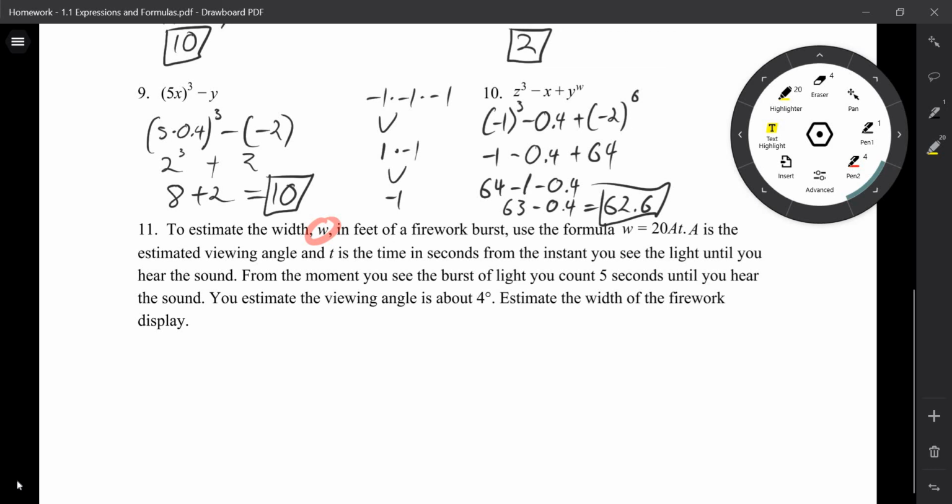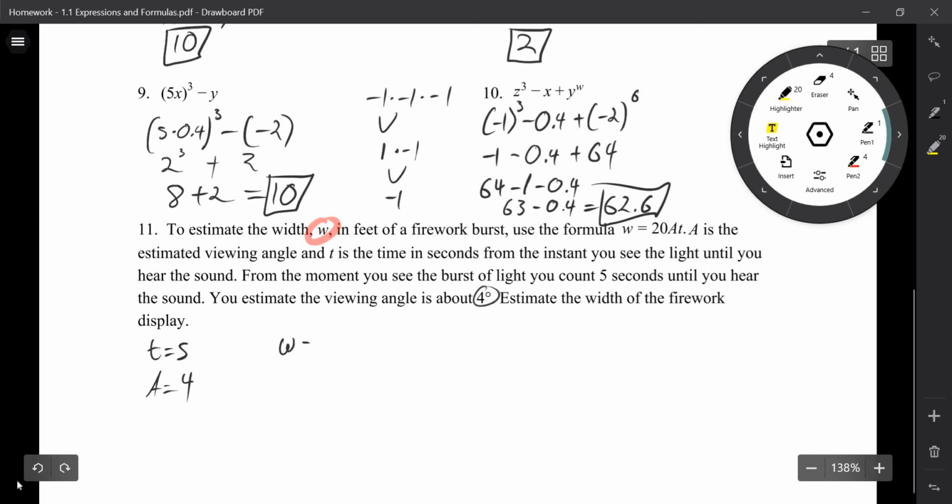Let's see, from the moment you see the burst of light, you count 5 seconds. So that's our T. So we can write that in now. T equals 5. You estimate the viewing angle to be about 4, and that is this A right here. So we know A equals 4 from right here. And that's all we need.